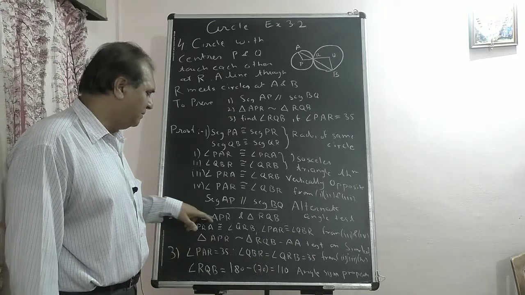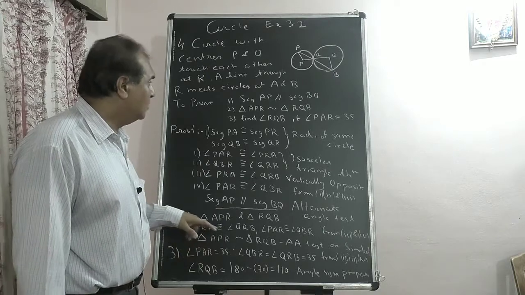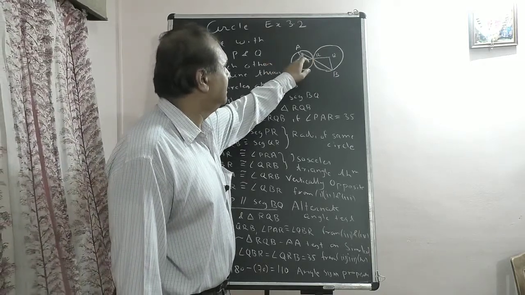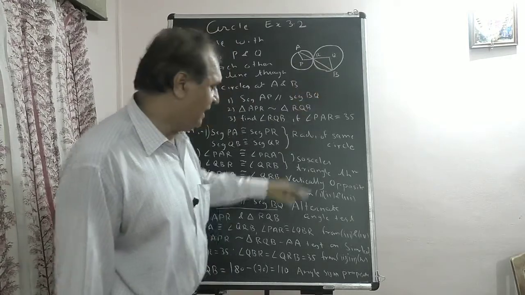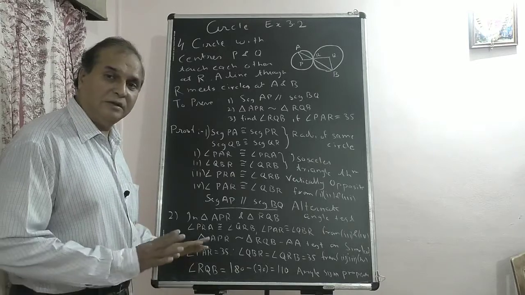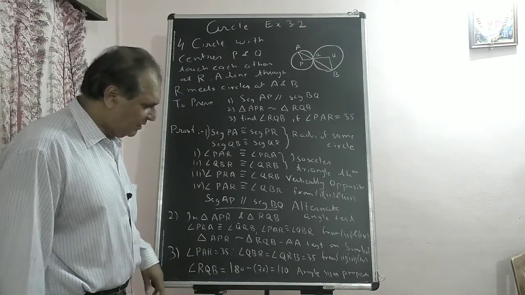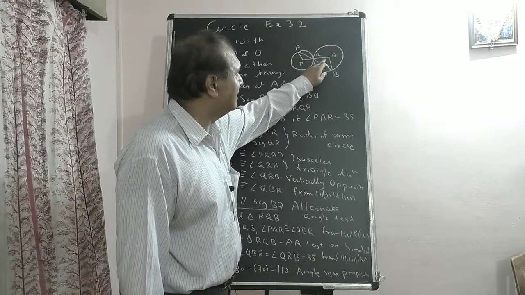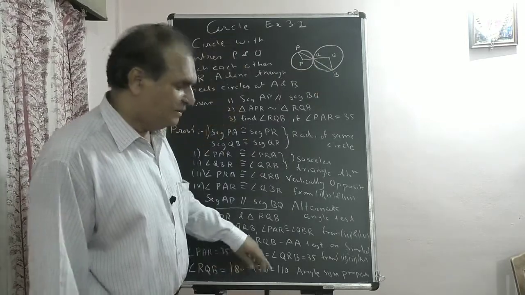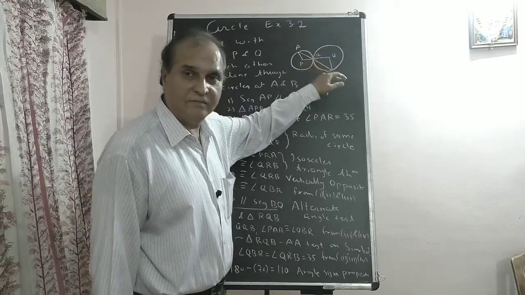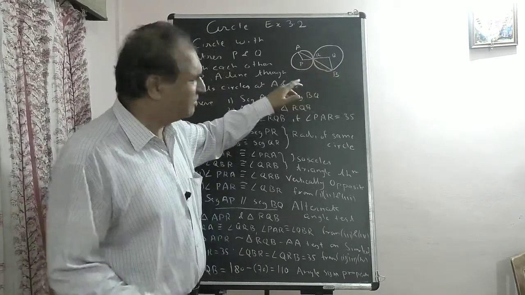Now in triangle APR and triangle RQB, two angles are congruent. This is congruent to this, congruent to this, vertically opposite. This is already proved by the AA test of similarity. So the second proof is also complete. And third, I already explained, if one angle is 35, all the four are 35, 35, 35, 70. This is 110. Just show one more step, the angle sum property for this triangle.